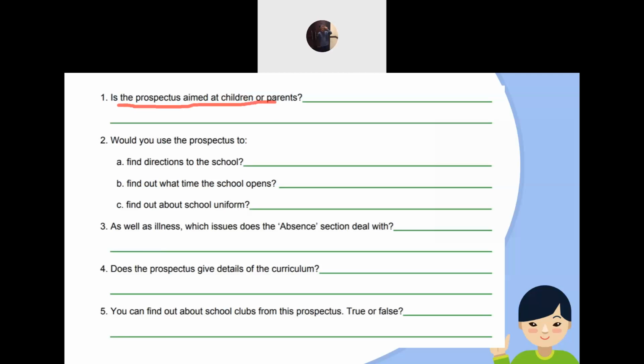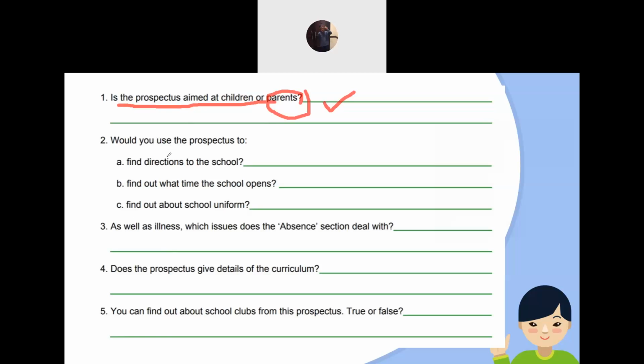So do you think that this prospectus is aimed at children or parents? Usually, when you want to pick a school, who will make the decision? Parents. So this prospectus is actually aimed for parents. Just now you have read the prospectus. Let's look at question number 2.